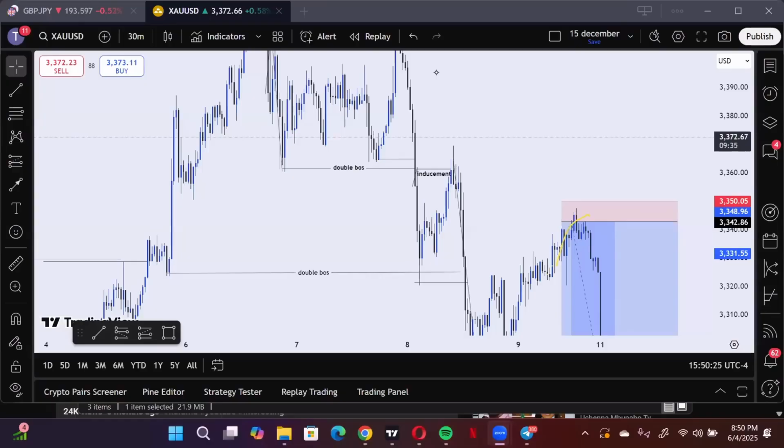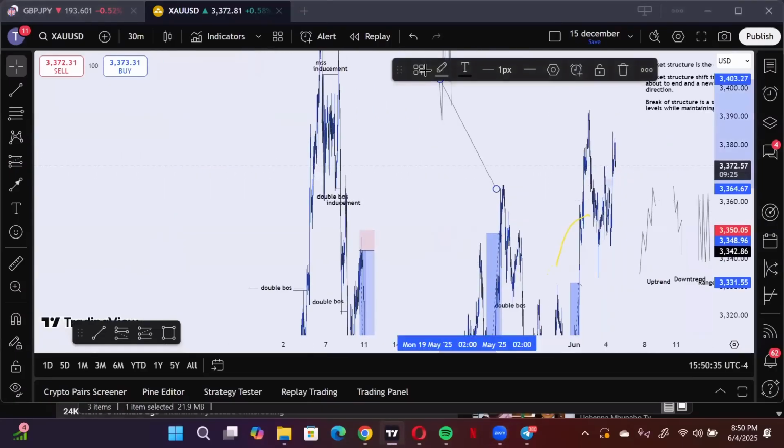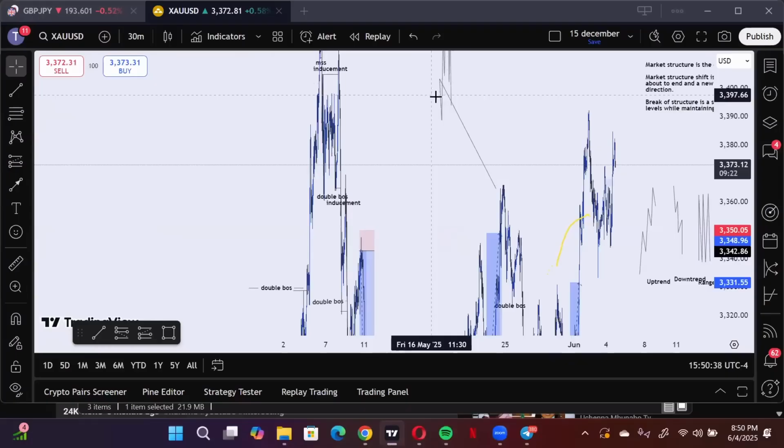If your inducement is multiple candles, just pick one candle there and draw it out. You cannot draw out all your candles. Just have to pick one candle there, the one that is most visible, and then you draw it out.